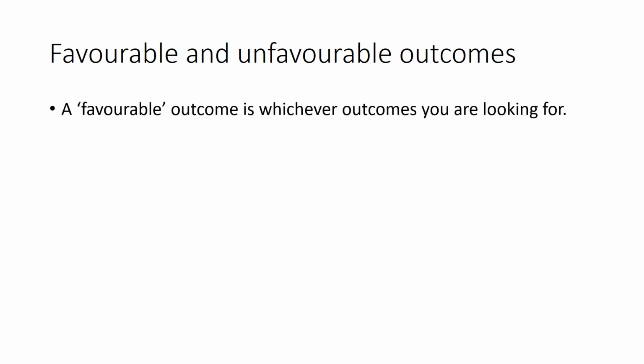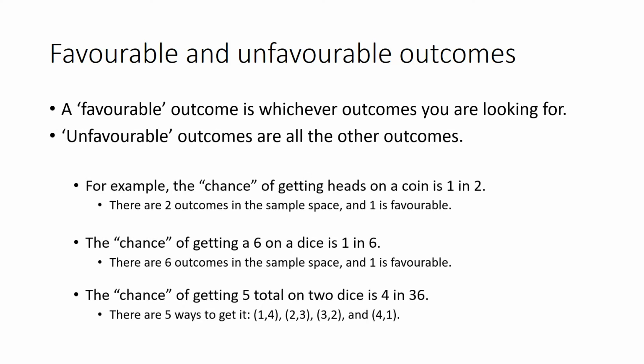So outcomes can be either favourable or unfavourable. So a favourable outcome, excuse me, is just whichever outcome you're actually looking for. It doesn't necessarily mean that it's a good event. It just means these are the things you were looking for. Whereas unfavourable outcomes are everything you're not looking for.